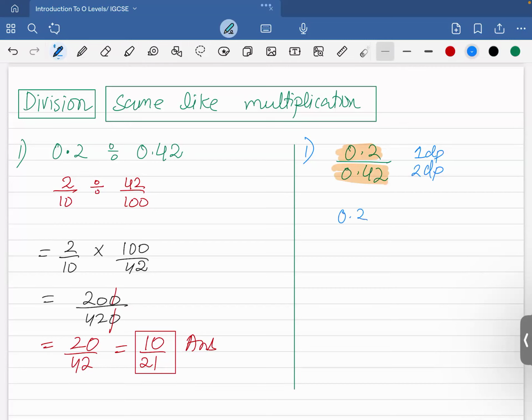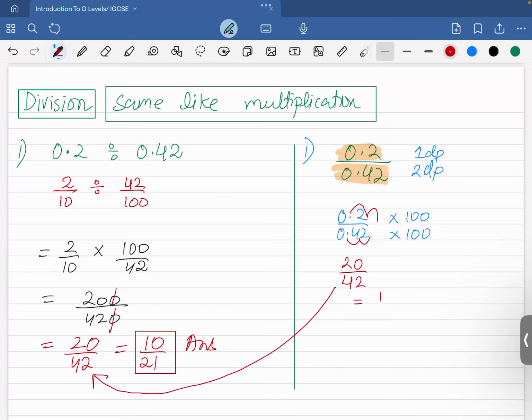So I will multiply both of them, numerator and denominator, by 100. Why did I multiply by 100? Because the lower one was 2 dp and I wanted to remove the point. And we know that whenever we multiply by 100, the point goes towards the right. Agree or not? So it would be 20 over 42 straight away. See, we got this straight away here. Agree or not, Vadan? Which is technically 10 over 21. It's the same thing. Agree? Any problem so far?